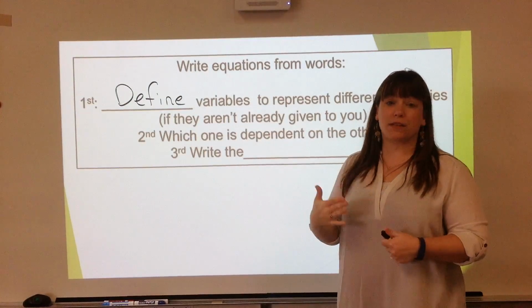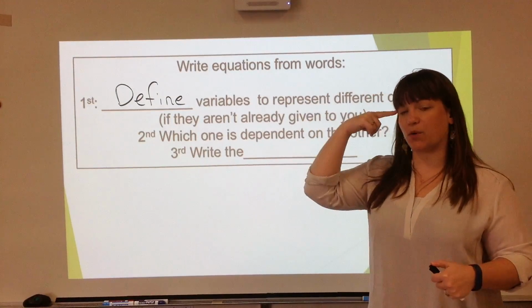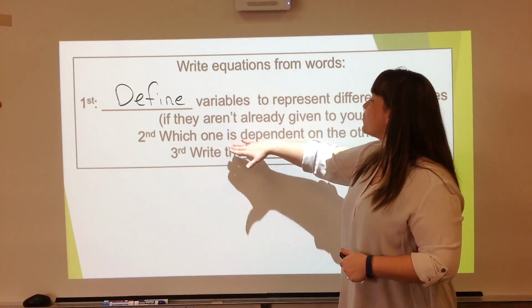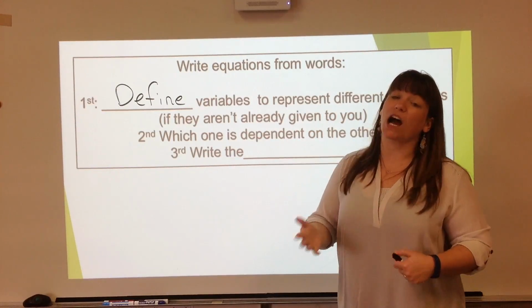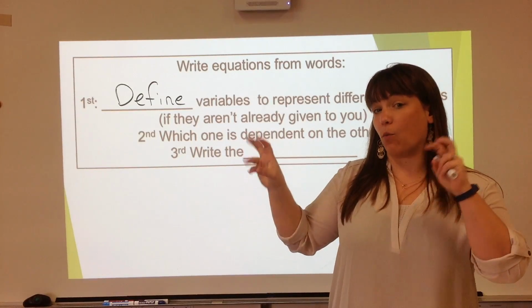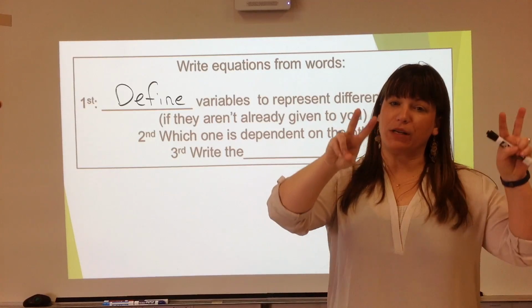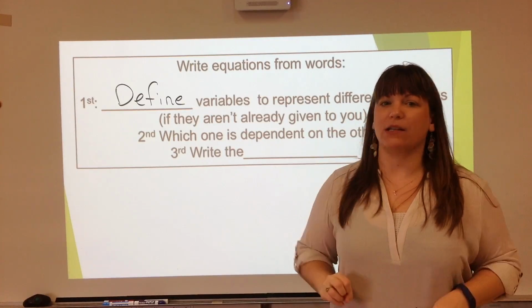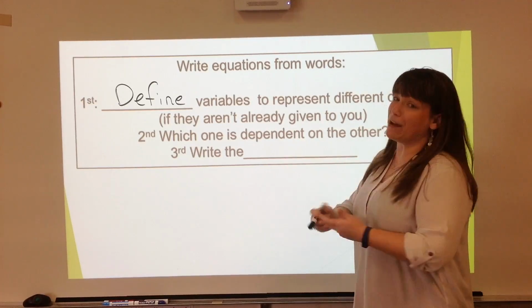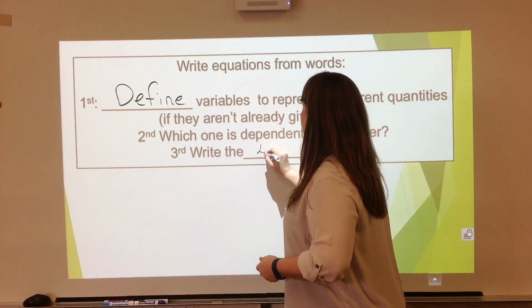Then, the second piece is a very important mental question that you have to ask yourself. You have to figure out which one is dependent on the other, and that will tell you which one goes in the Y spot and which one is the X spot in your table and in your equation. And then after, we will write the equation.